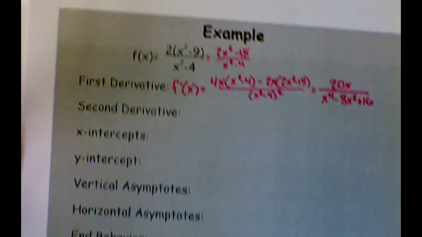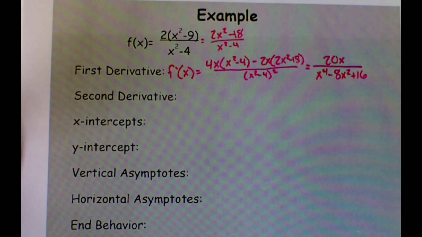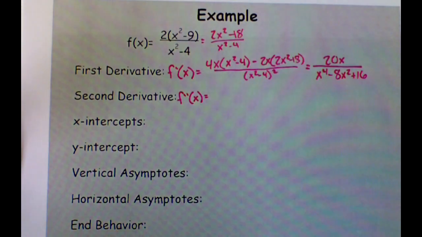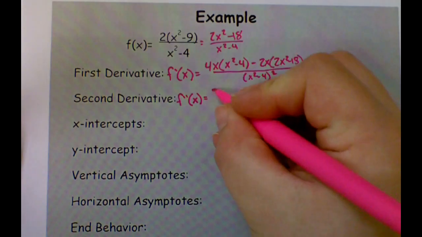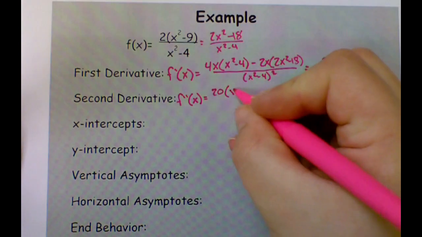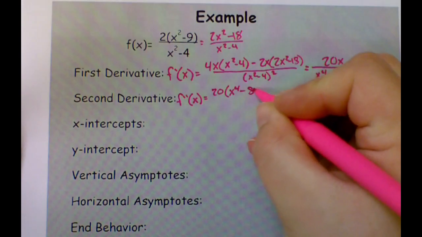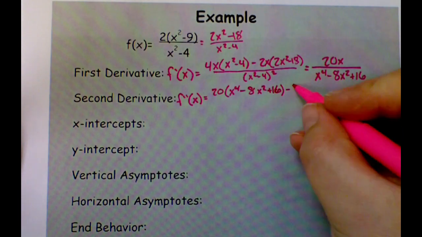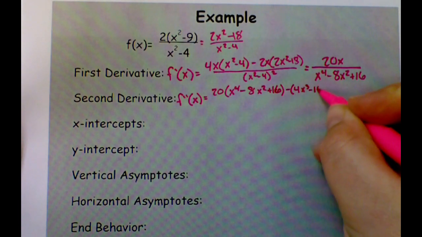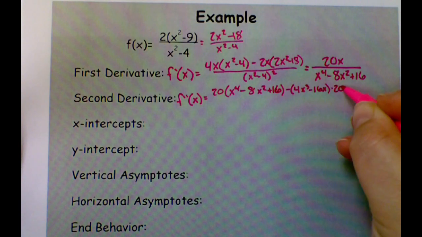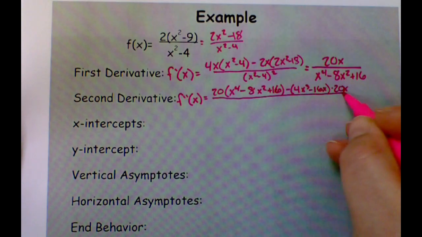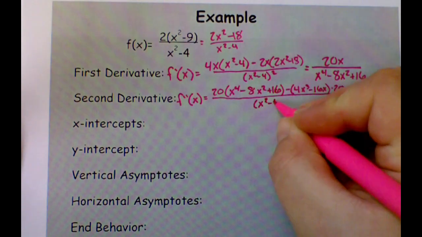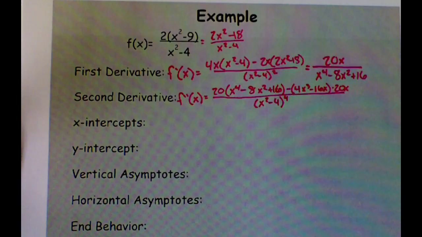All right, then we need to find our second derivative. To take our second derivative, we need to use the first derivative, and I'm going to need the quotient rule again. So the derivative of the top is just 20 times the bottom unchanged, x to the fourth power minus 8x squared plus 16, minus the derivative of the bottom, which is 4x cubed minus 16x, times the top unchanged, all over the bottom squared. And I'm actually going to go back to this denominator, so I can call it x squared minus 4 to the fourth power.